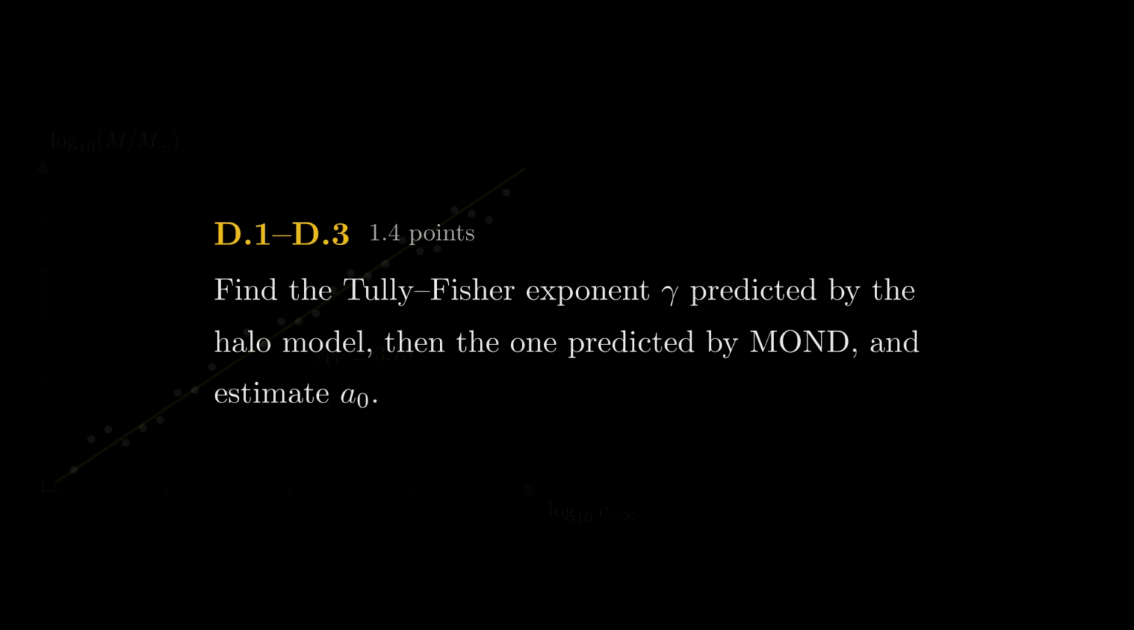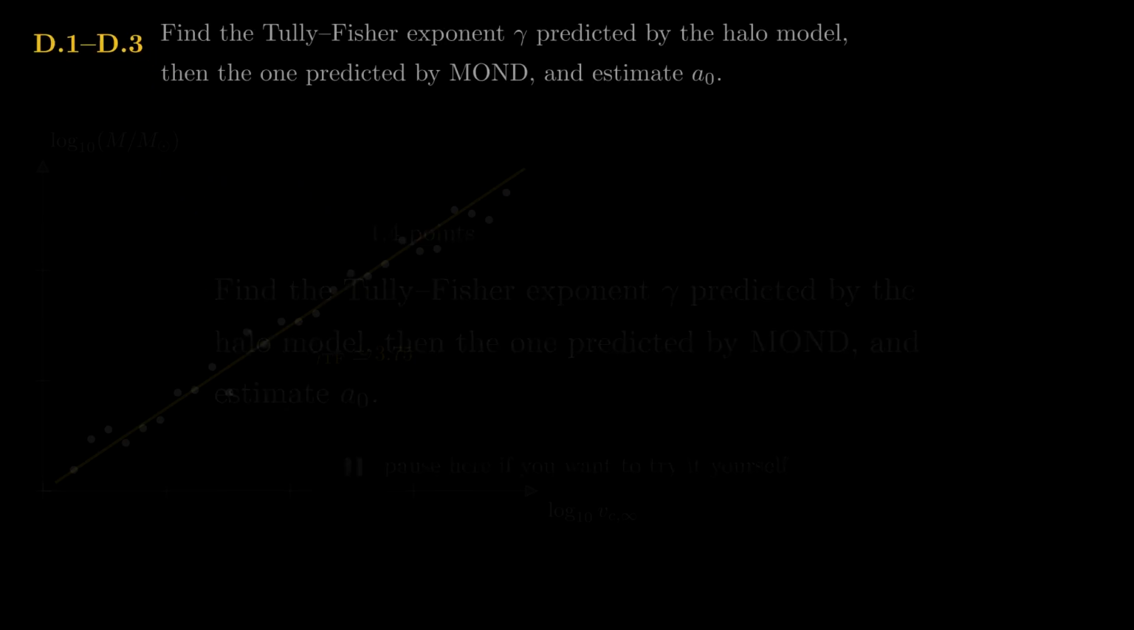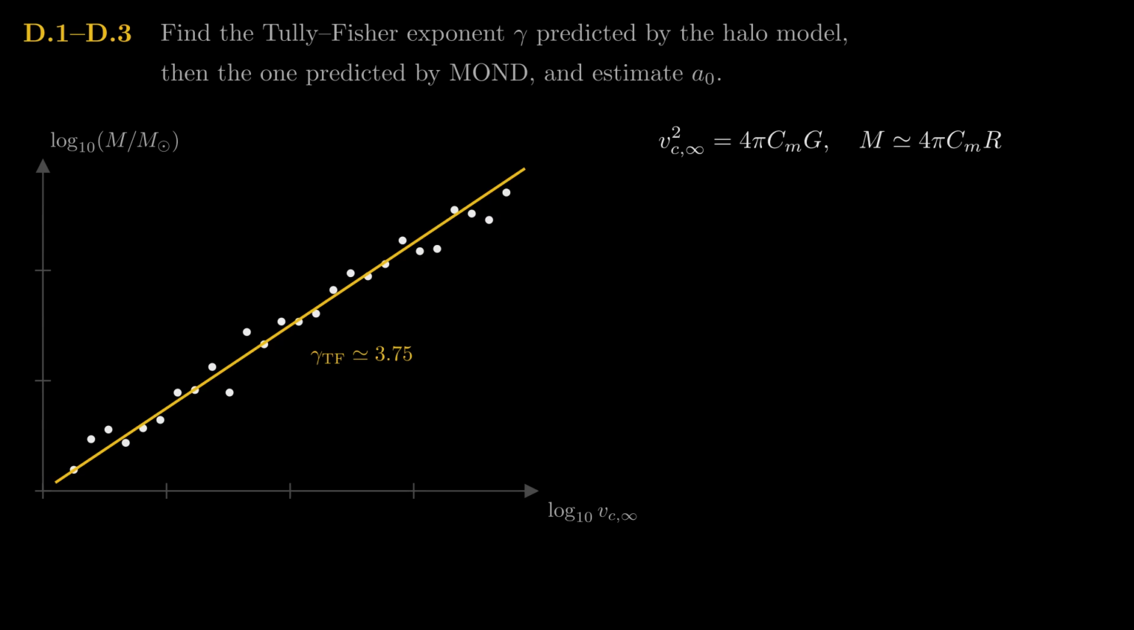So, does the dark halo model reproduce that slope? From Part B, both the flat speed and the mass are set by the same constant. Eliminate it, and the halo model predicts an exponent of 2. Draw that on the same axis. It is not close. A simple dark halo does not reproduce Tully-Fisher.